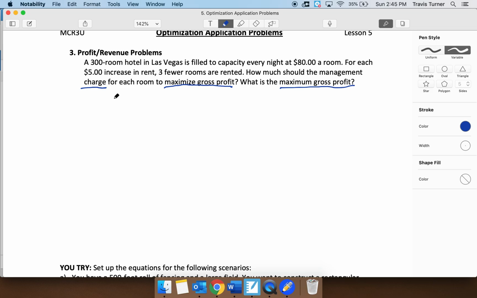So the first thing we're going to do is, we don't know how many times they're going to increase the rent and then lose 3 fewer rooms. So that's our variable, and that's always going to be the case. So let's say let x represent the number of price increases.